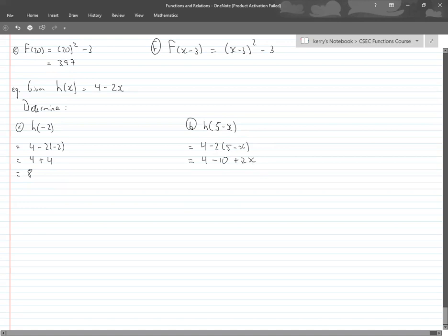Now, please take note of that. A lot of people come this far and they do very well, but then they make a mistake and they say, well, 2 by 5 is 10, so it'll be -10 minus 2x. Well, that's a problem. All right, so be very careful with that step. 4 minus 10 is -6 plus 2x, and that's the answer there. So when the input is 5 minus x, the output is -6 plus 2x.